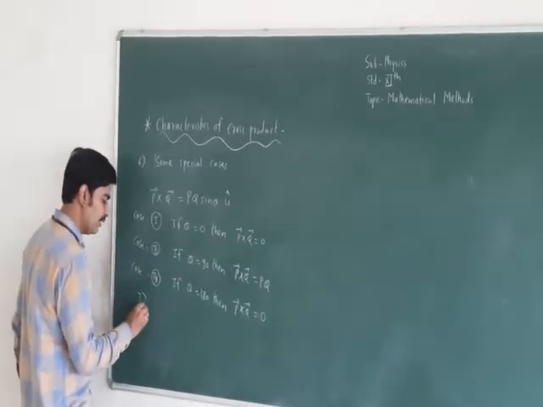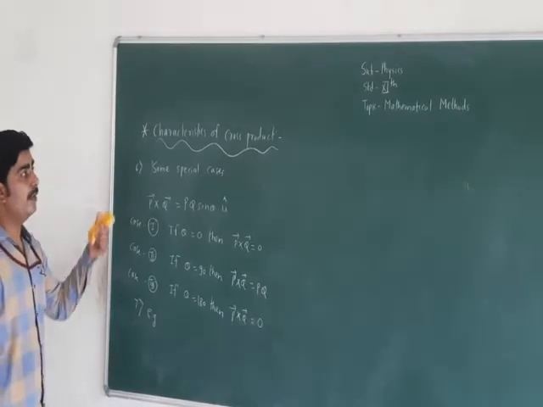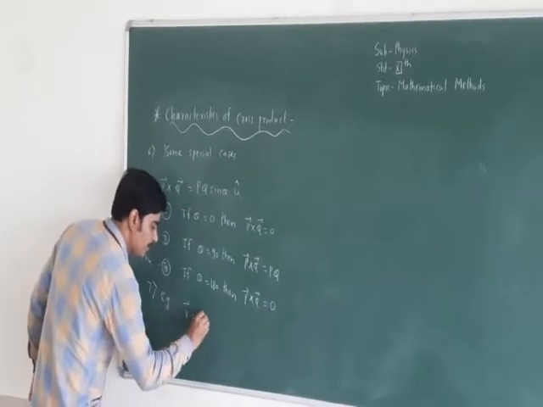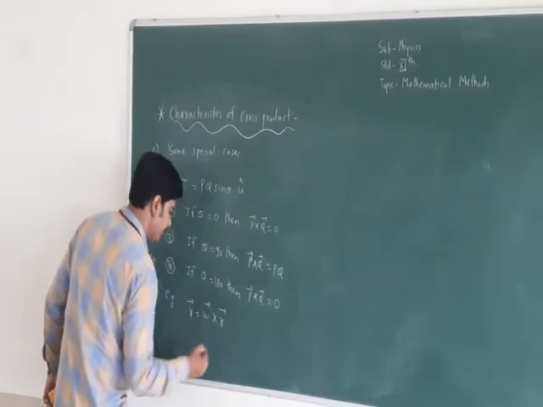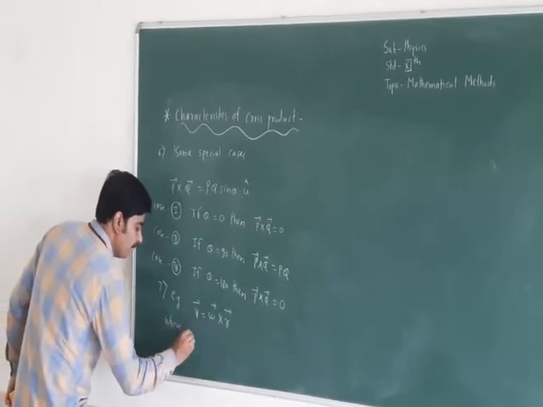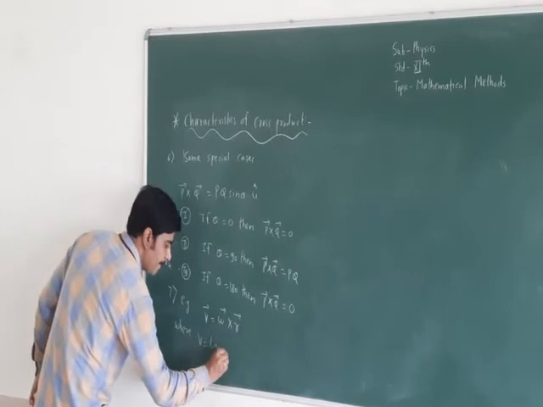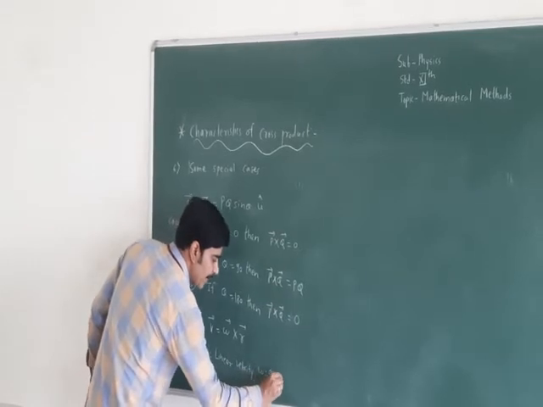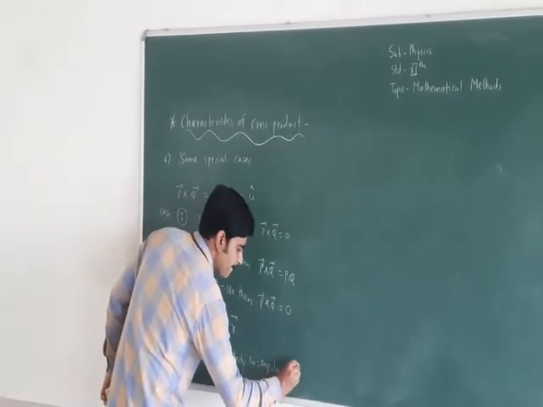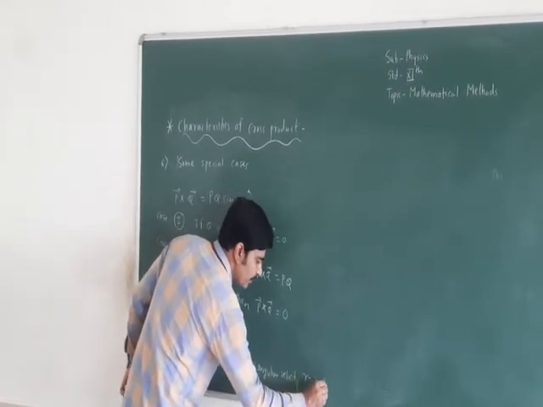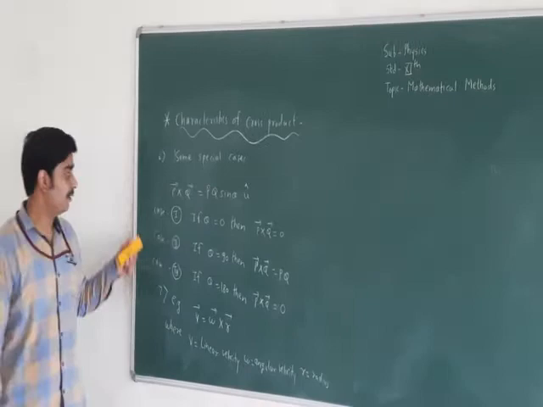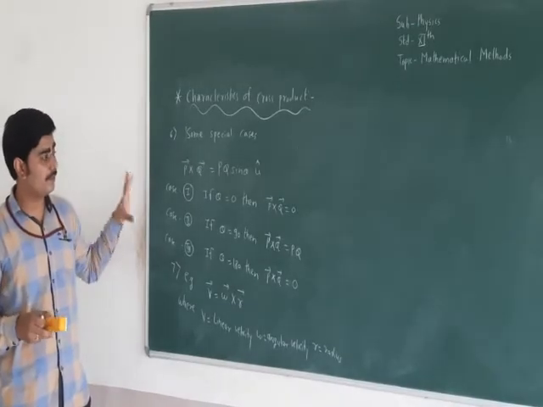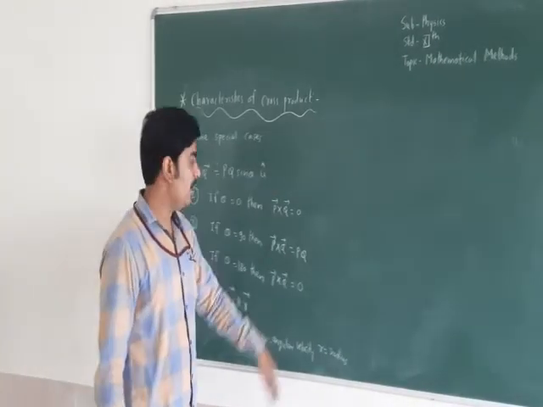On the same point, we can take an example. What is an example of cross product? There are many examples. Out of those, vector V is equal to vector omega cross vector R, where V is the linear velocity, omega is the angular velocity, and R is the radius. This is an example regarding the cross product. So friends, we have completed the point regarding the characteristics of the cross product.